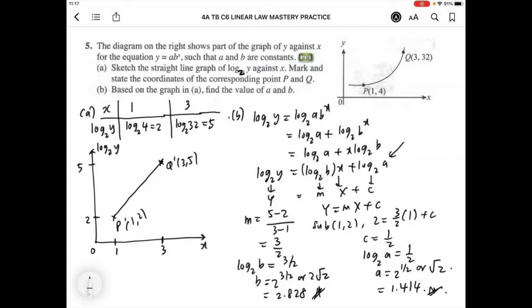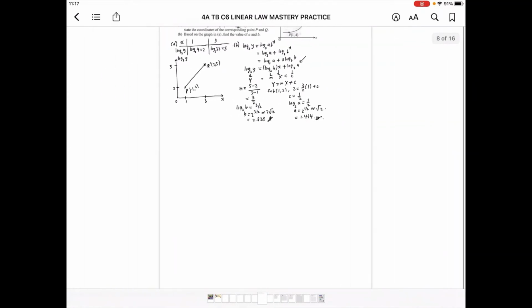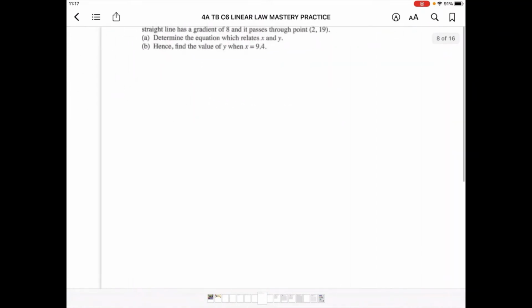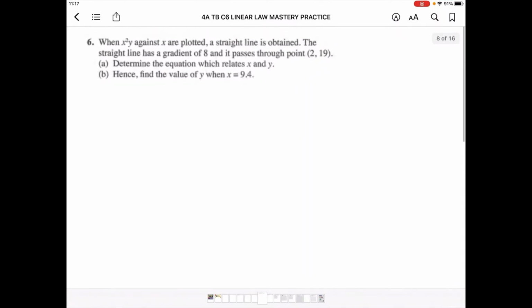Okay, let's move on to the next question. In this question, we're supposed to work backwards, form the equation of a straight line, and then express y in terms of x. Normally we will give you an equation to start with, so we have to convert the non-linear to linear form, but this time the equation is not given.